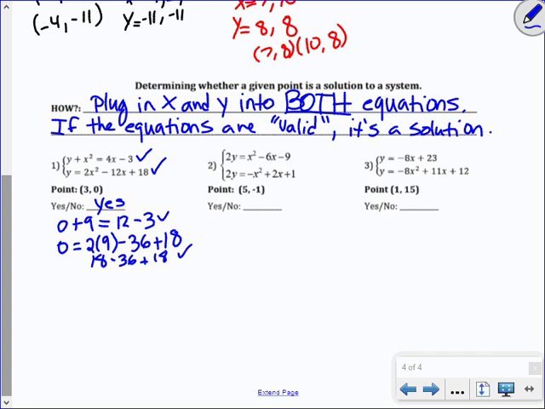Alright, same thing for this one. I plug in negative 1 for y, so I get negative 2. And I plug in 5 for x. 25 minus 30 is negative 5. Negative 5 minus 9 is negative 14. No. So would that work? If it doesn't work for the first equation, do I need to bother trying the second one? If it fails for at least one of them, it's automatically, nope, it didn't work, because negative 2 equaling negative 4 makes no sense.